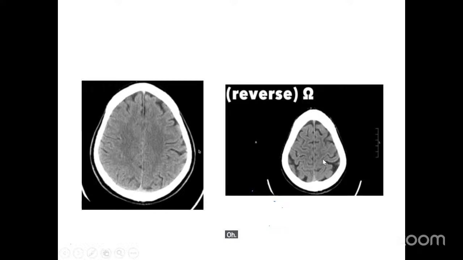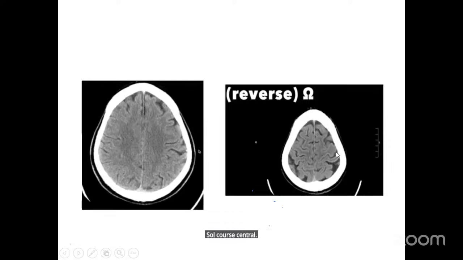Where's my cursor? Good. Look at it here. This gyri resembles an omega sign that is inverted. Look at it here also. So this is the central sulcus. This is the pre and then the post central gyrus. Are we together? Look at it. Reverse omega sign. Yes, this is a central sulcus. That's a central sulcus.